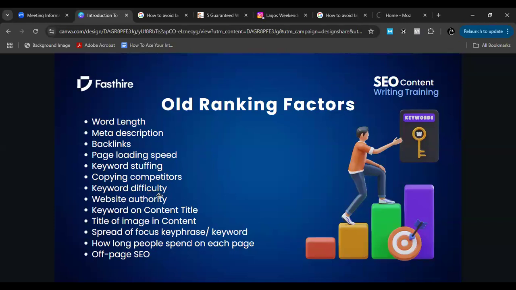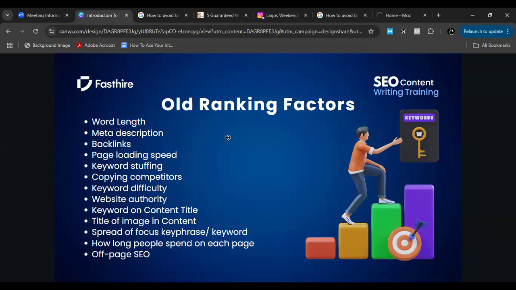Keyword difficulty. In the past, people used to focus a lot on how difficult a keyword is, or how easy it is to rank for. Now, if not that my mouse is giving an issue, we're having a class tomorrow, and by tomorrow my mouse will be okay. We will talk more about keyword difficulty, because tomorrow we're going to be talking about how to search for SEO content topics, which is a very important part of SEO that a lot of people do not pay attention to. A lot of people know how to write the content, but do not know how to research the content topics. Website authority, this also still works.